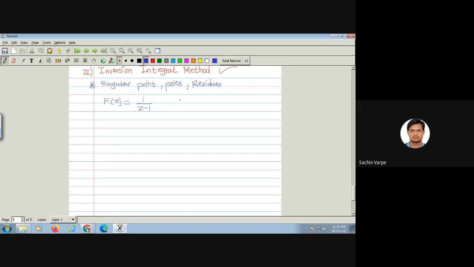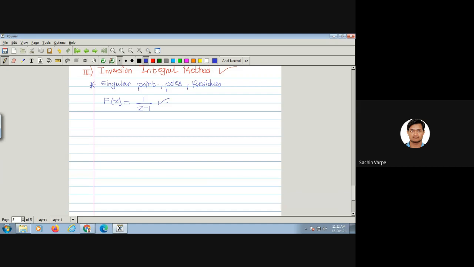Actually, first of all, tell me, is this function defined everywhere in the whole complex plane? Defined means it should have some finite quantity. Is this function defined everywhere? At z equal to 1, it will not be defined. Exactly. For z equal to 1, this function has the infinite value, so that is not defined actually.